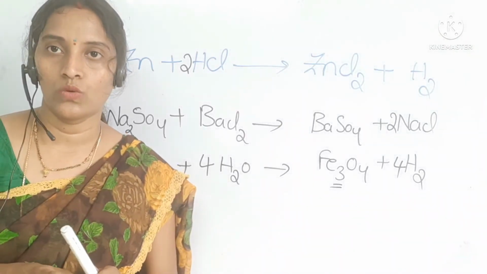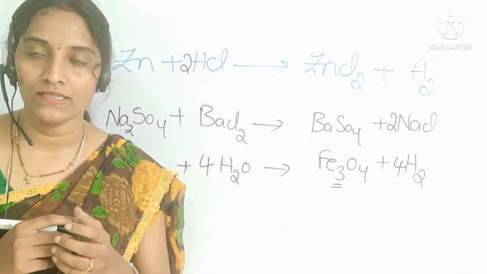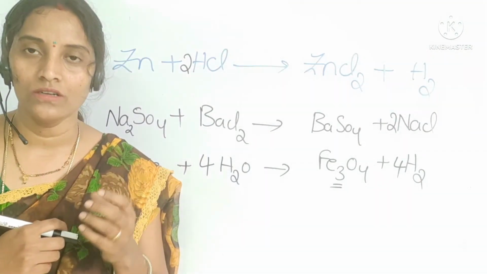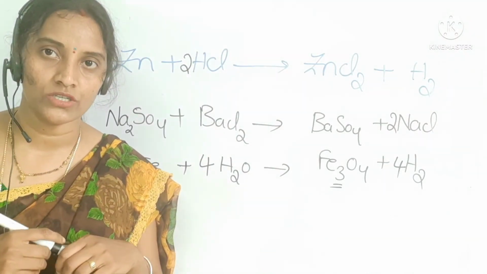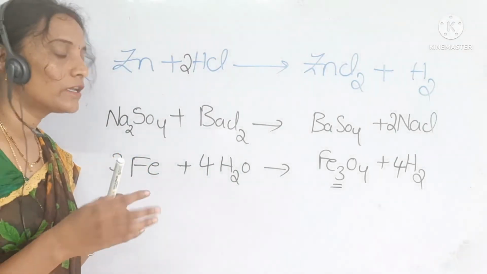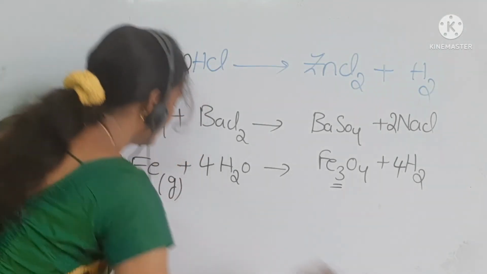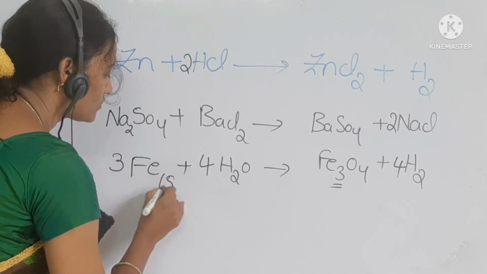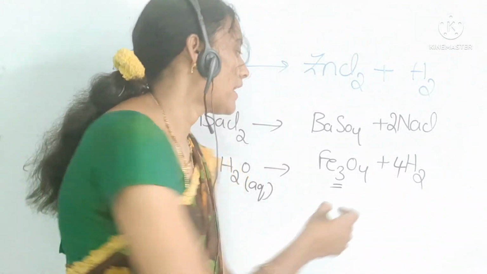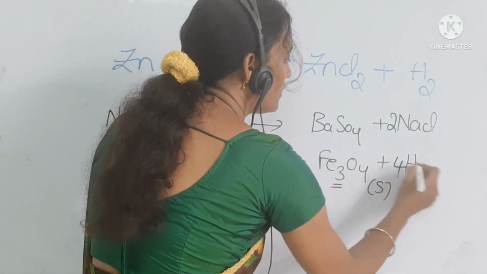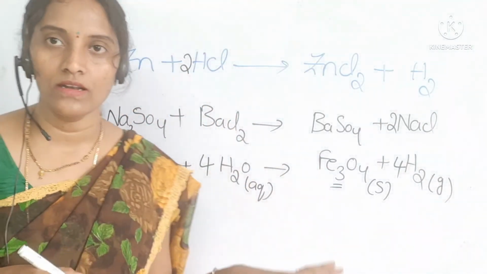And one more point is what? If you use states of the substances present in the chemical equation, that will be more informative. That is not part of balancing a chemical equation, but try to represent that also. See, iron is present in the solid state. Water is in the aqueous state because it is coming from the moisture. And iron oxide also solid, H2 is the gas. This will give more information about that chemical reaction.